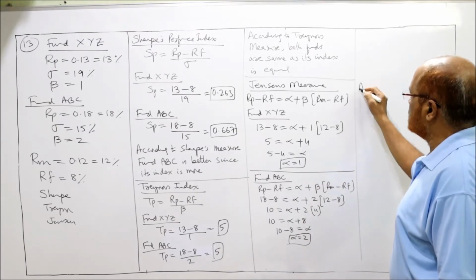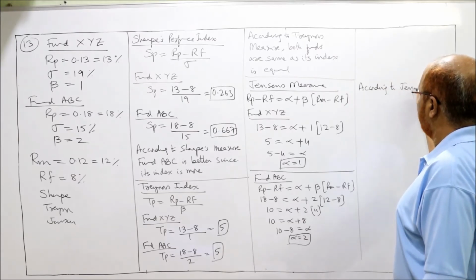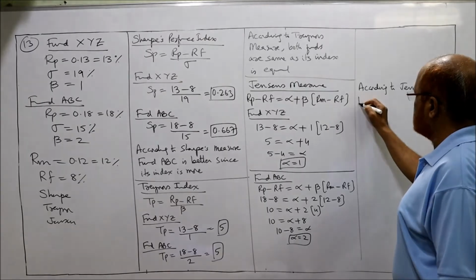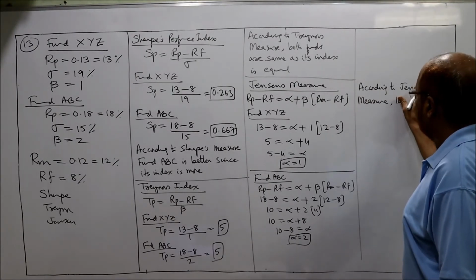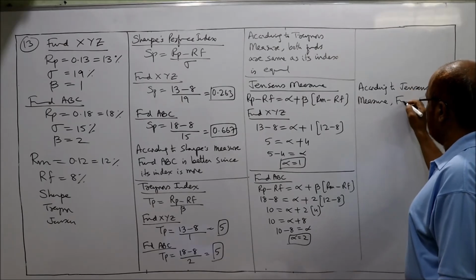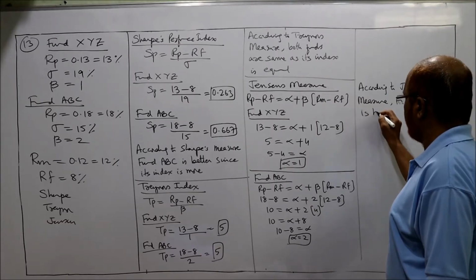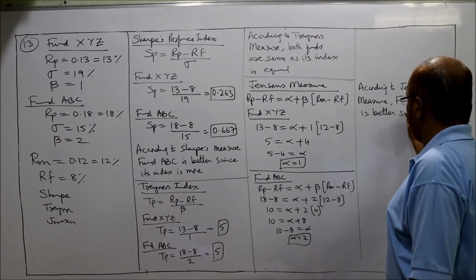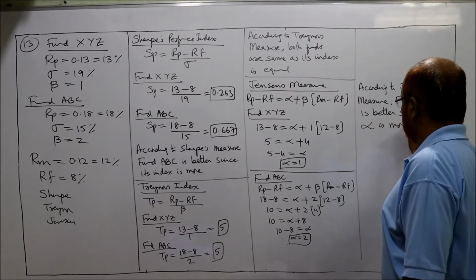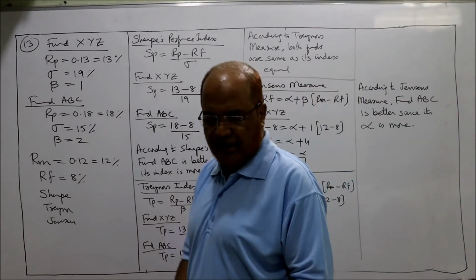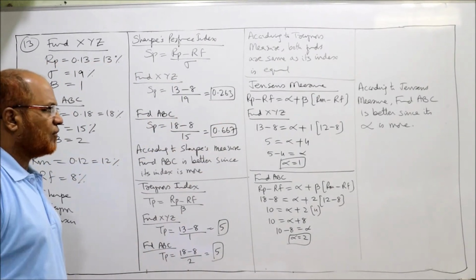So we can give the conclusion according to Jensen's measure. According to Jensen's measure, fund ABC is better, since its alpha is more. That's all. So according to Jensen's measure, alpha is more for fund ABC.